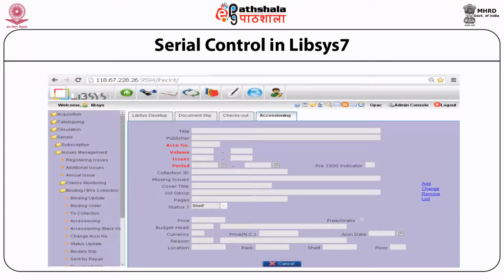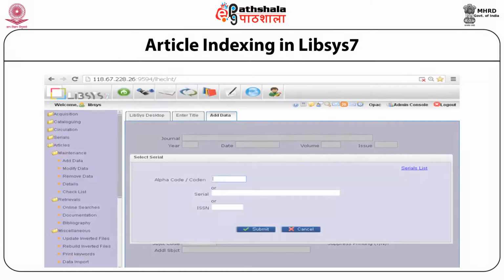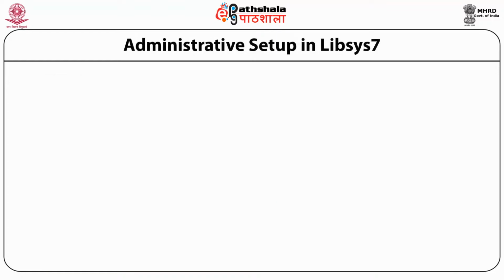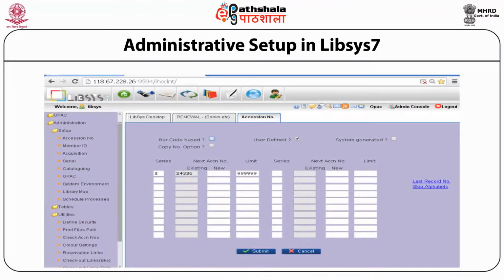The screen shows the Lipsys 7 serial control page with accessioning option. The left side of the menu shows the serials module with its listing. The screen shows the Lipsys 7 article indexing page with add data option. The left side of the menu shows the article module. The screen shows the Lipsys 7 OPAC page with books and other document search options. The left side of the menu shows the OPAC module. This screen shows the Lipsys 7 administration page with accession number option. The left side of the menu is shown for the administration module.